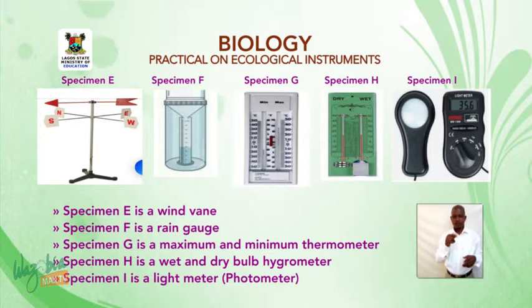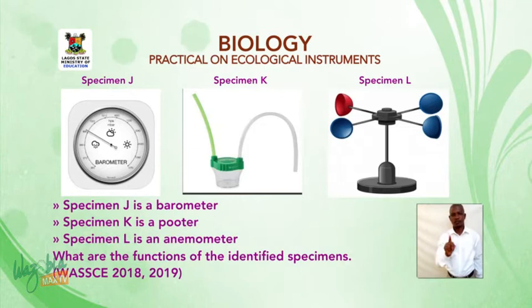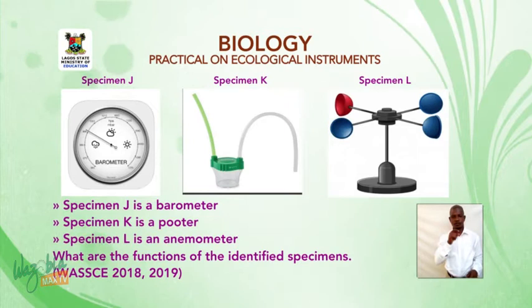Specimen H is a wet and dry bulb hygrometer. Specimen I is a light meter, photometer. Specimen J is a barometer. Specimen K is a putter. Specimen L is an anemometer. What are the functions of the identified specimens?